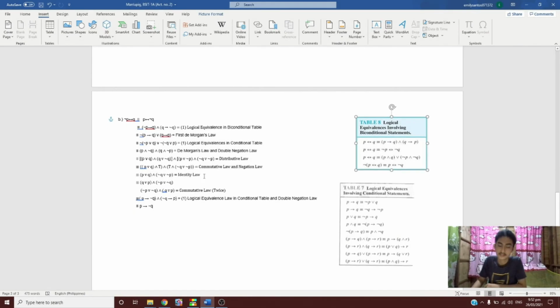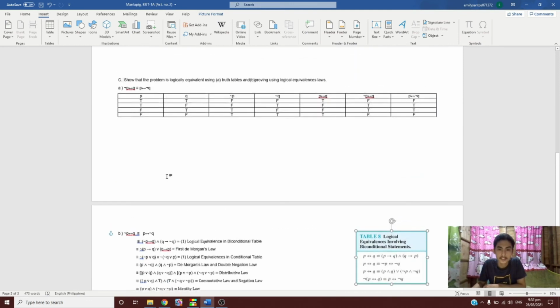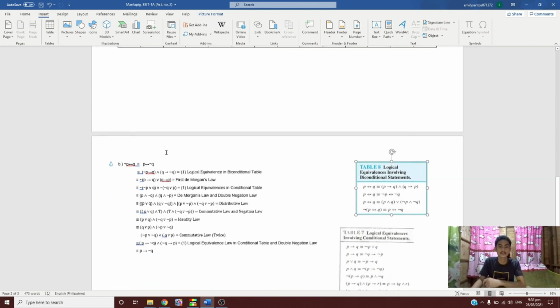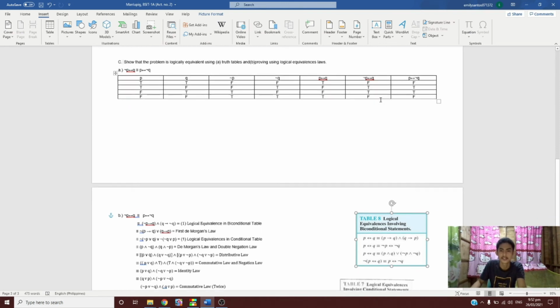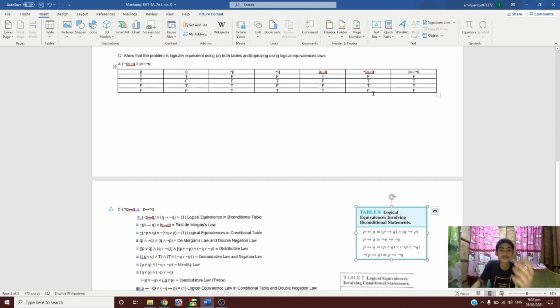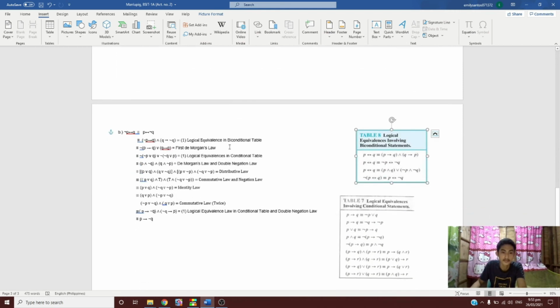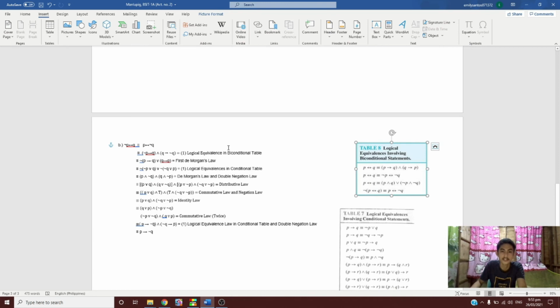So this is the result of using the logical equivalence laws. The result of the truth table is this one. It is not a tautology, it is called a contingency, which means the result is either false or true. So it is a contingency result. So I've been using the contingency key in using logical equivalence laws.